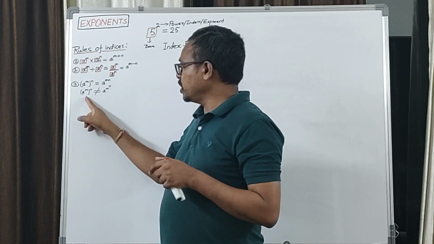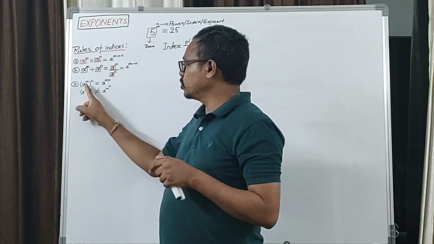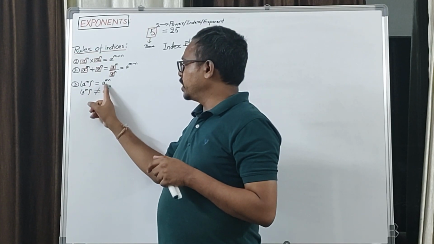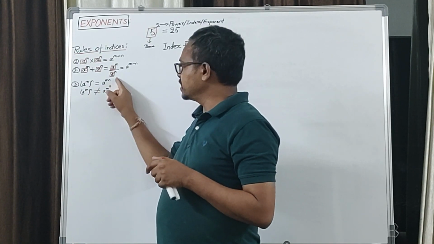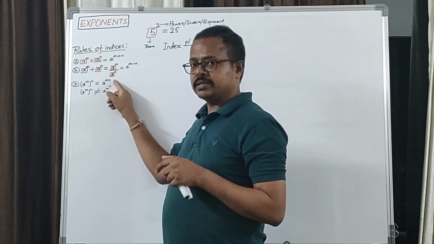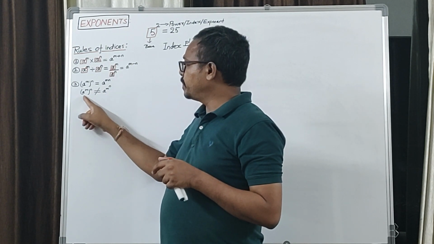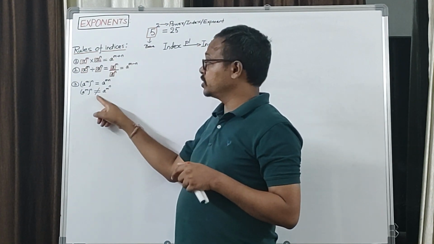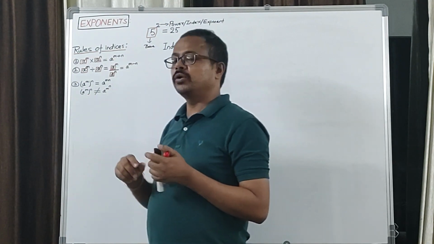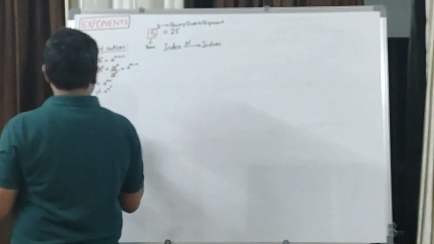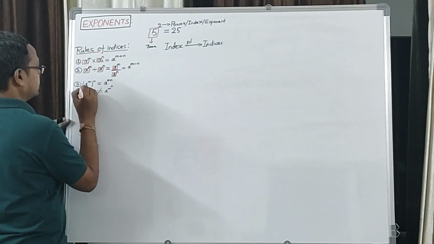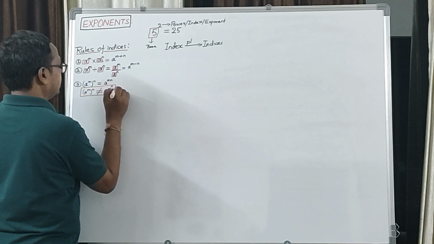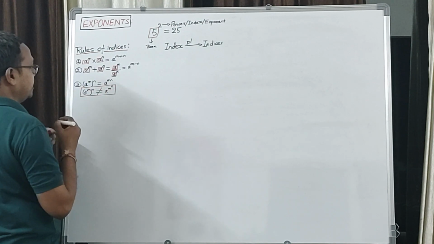But this is not equal to, left hand side is both, in this case. This is equal to the product of indices. Mn, mn is the product of indices. But you cannot perceive it as a to the power m to the power n. No, it is not equal to this. So this is important to be remembered by the students, right?